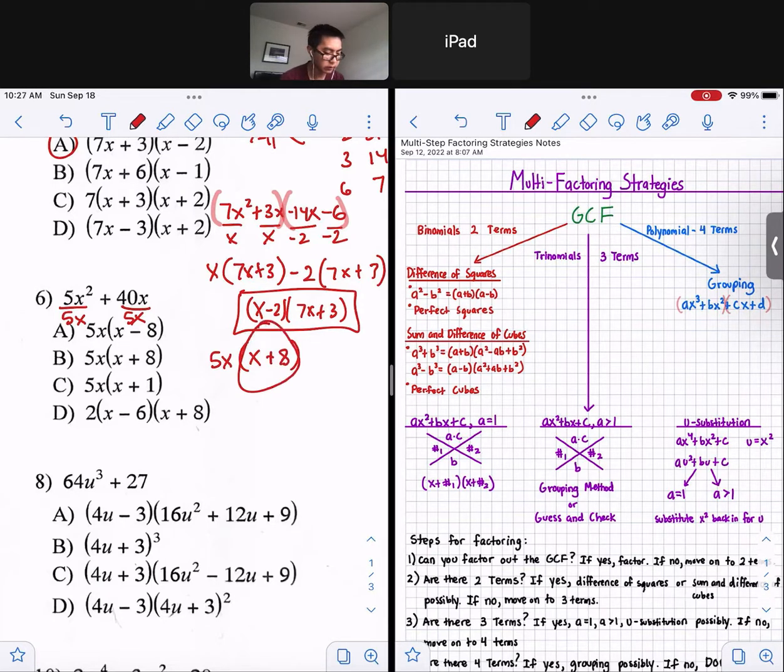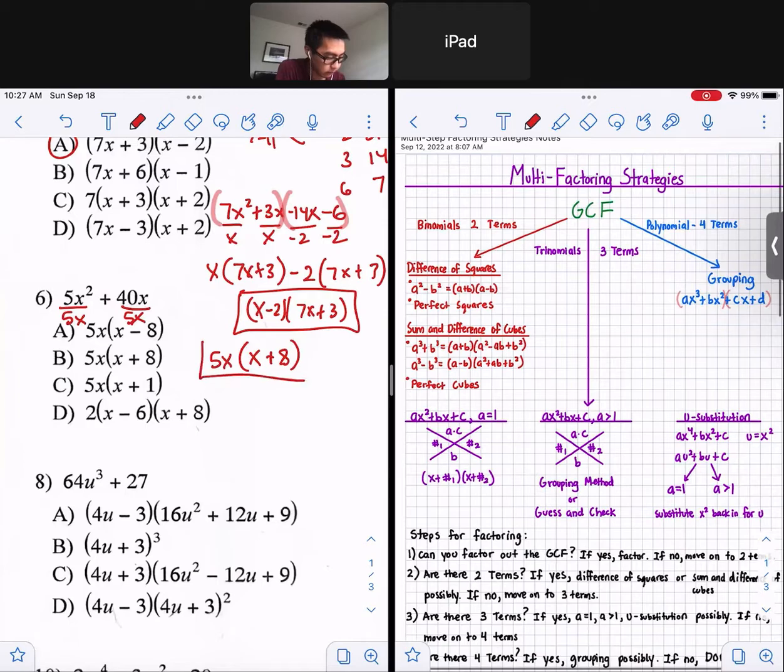Now, we got 2 terms, but look, if it's 2 terms, difference of squares or sum and difference of cubes. Well, we do not have perfect squares. There's nothing times itself that gives us x or 8, and we don't have perfect cubes, meaning something times itself 3 times over gives us those. So this is an indication we can't do anything more, so this will be our final factor, which is B.